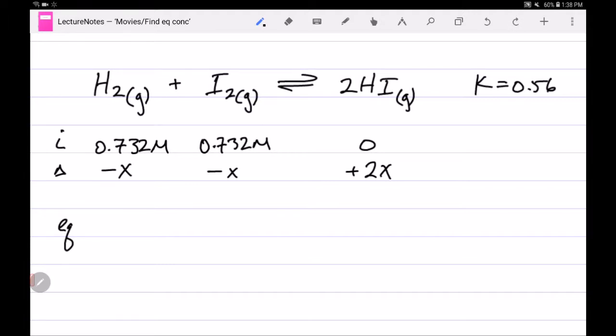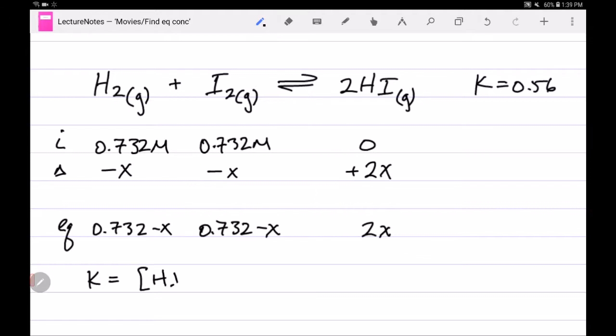Now, what we know is this is going to end up being 0.732 minus X, 0.732 minus X, and 2X. 0 plus 2X is 2X. Then we'll need to write the expression, always starting off with the generic equilibrium expression, K equals products raised to their coefficients divided by reactants raised to theirs.